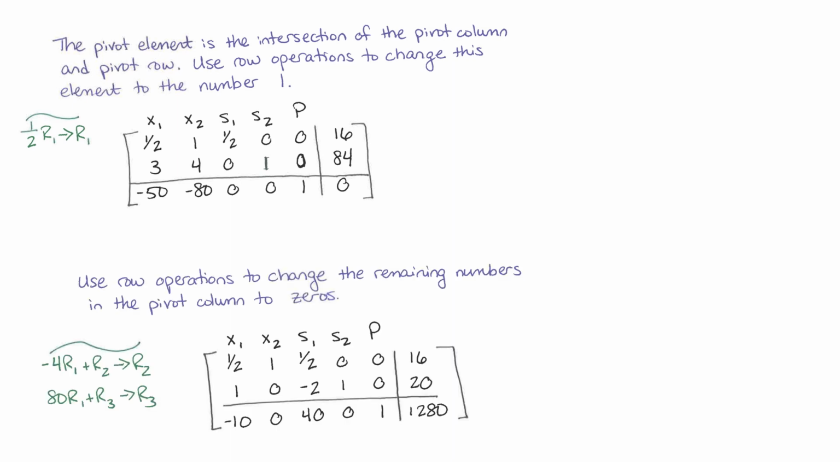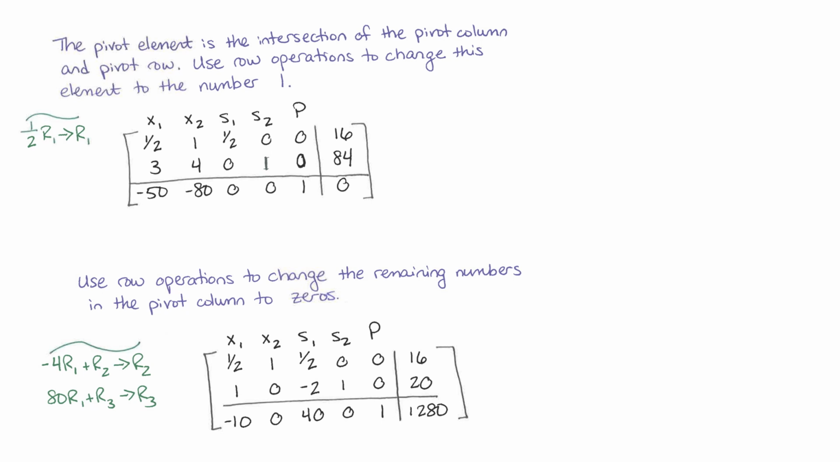So now we've got the 1 in the right spot, but to be a basic variable, you need a 1 and you need zeros everywhere else. So we're going to use row operations to change the remaining numbers in that column to zeros. To do that, we're going to multiply row 1 by negative 4. That way when we add it to row 2, that 4 will cancel out. And we're going to multiply row 1 by 80, add it to row 3 to cancel the negative 80.